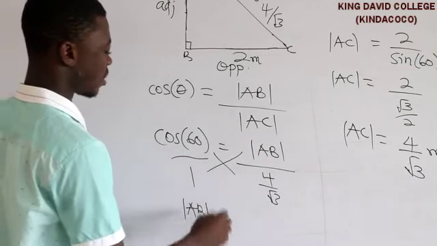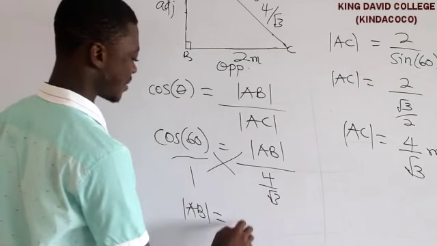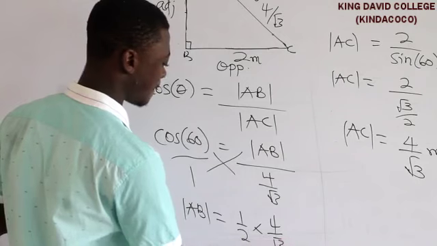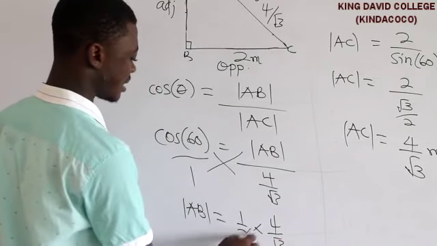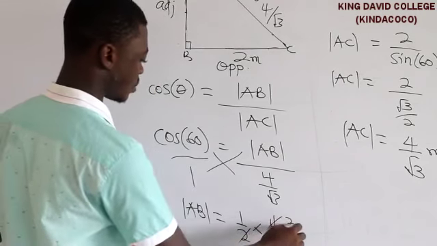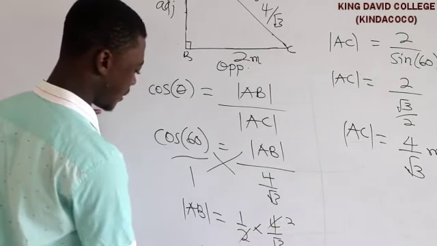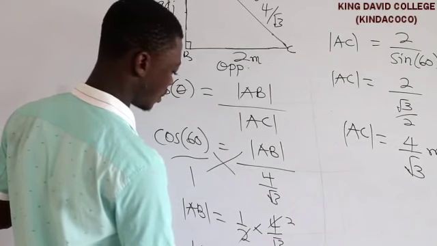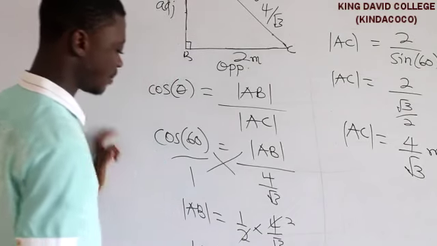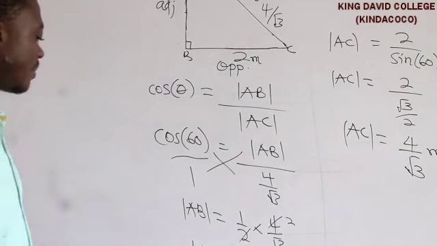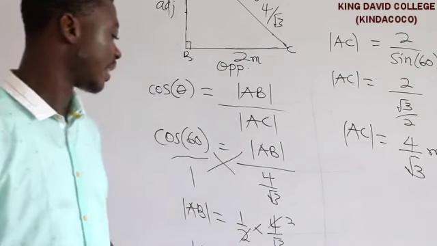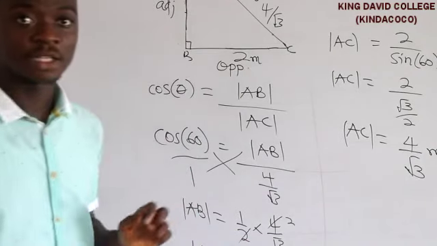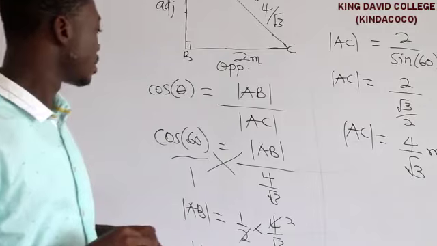Then my AB is going to be cos 60, which is half, times 4 over root 3. This is going to cancel to be 2. Then my line AB here is going to be 2 over root 3. As simple as that. So AB becomes 2 over root 3, and whatever unit it's in, if it's in meters, you make it meters.